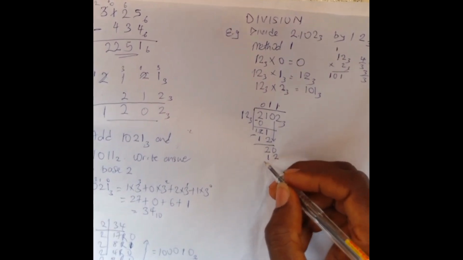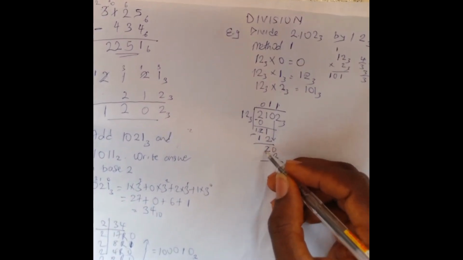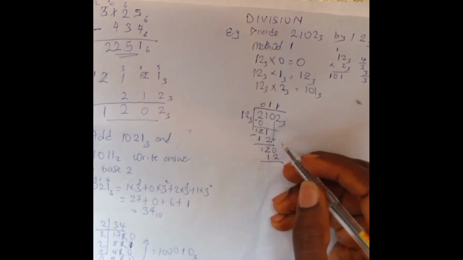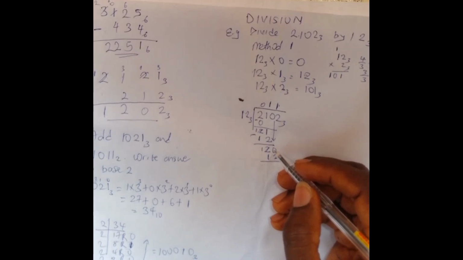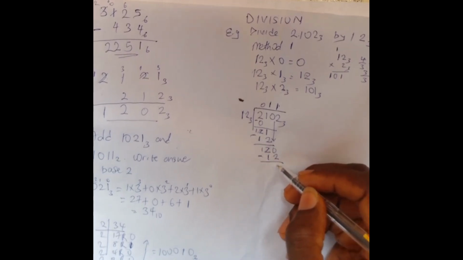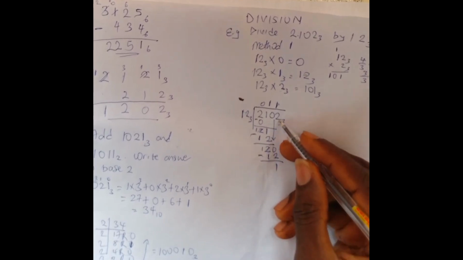Minus, borrow 1 from here, turn to 1. Then instead of writing 10, I'll write my base number, which is 3. So 3 plus 0 is 3. Then 3 minus 2 gives us 1. Then bring down the next number here, which is 12.